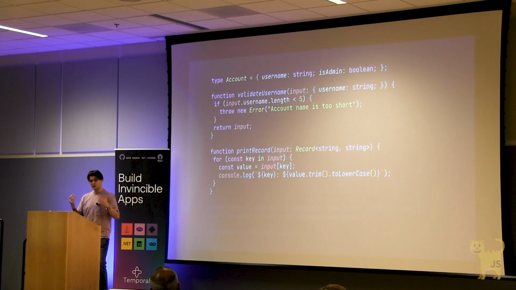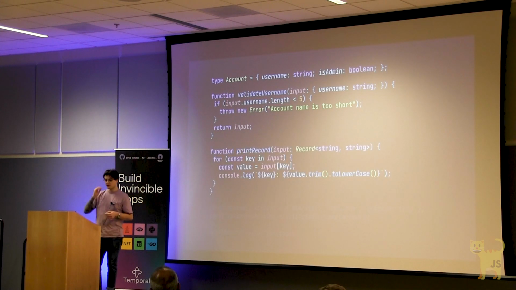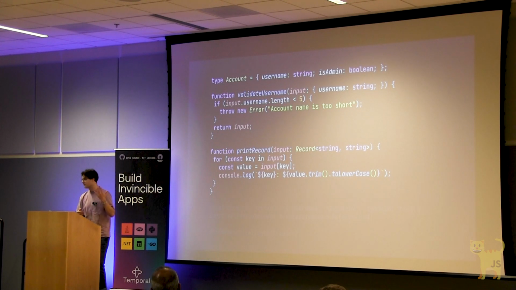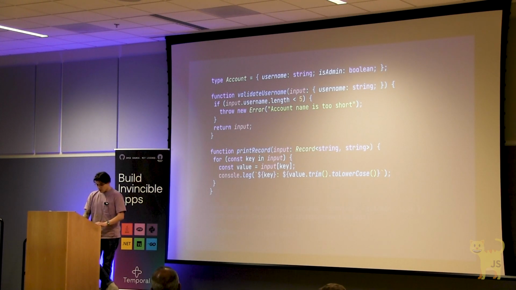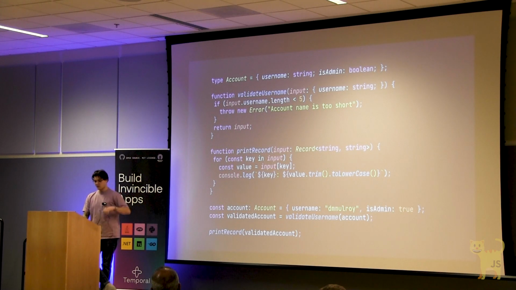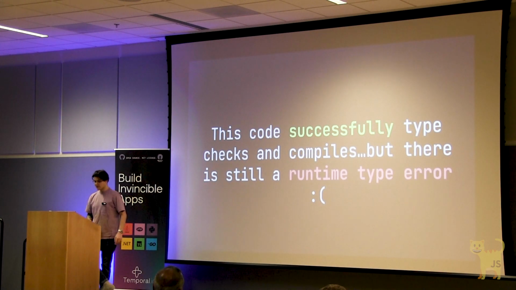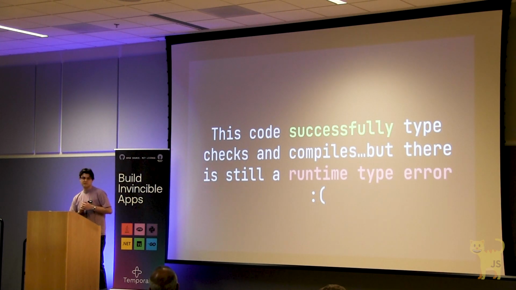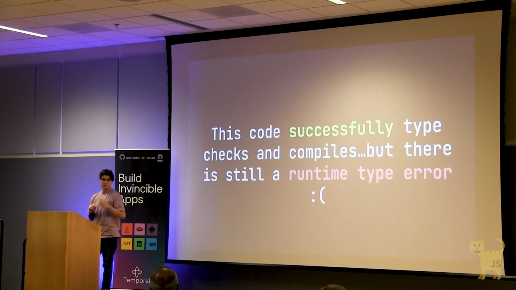You can imagine somewhere else in the code base, maybe in a utils folder, we have this print record function that takes a record and iterates over the keys and pretty prints it out to the console, mostly a debugging utility. And this is the actual runtime code. We make an account, username DM Mulroy, isAdmin true, we validate our account, and then we can print it. So this code successfully type checks and compiles, even with the strictest settings of the TypeScript compiler, but there's still a runtime type error that it does not catch.